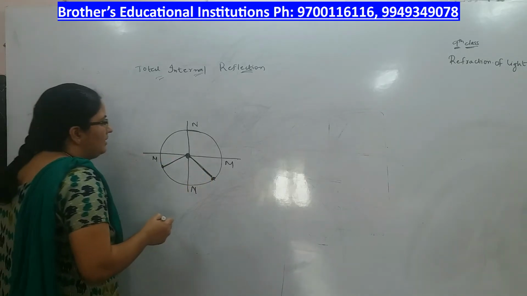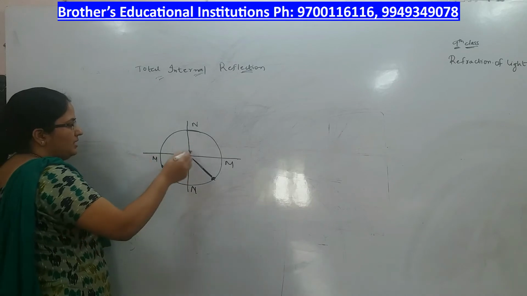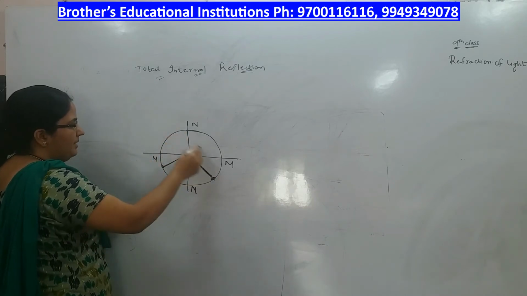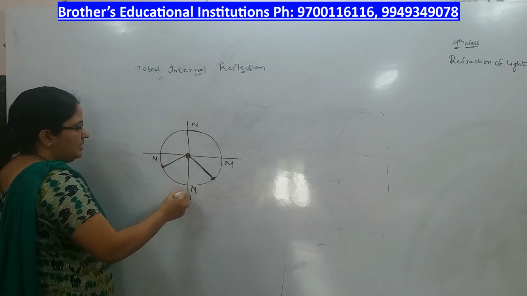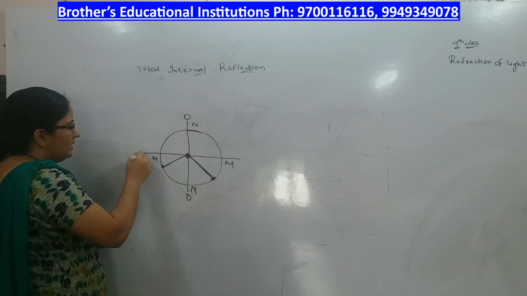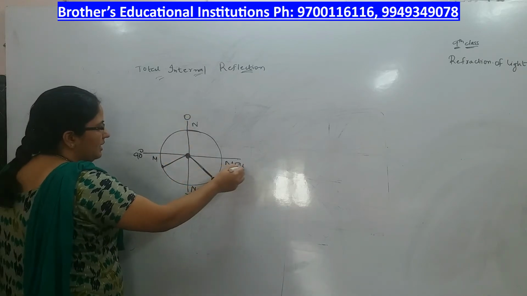Now mark two lines on it. This is the normal and this is NN'. This is 0, 0, 90 degrees, 90 degrees.